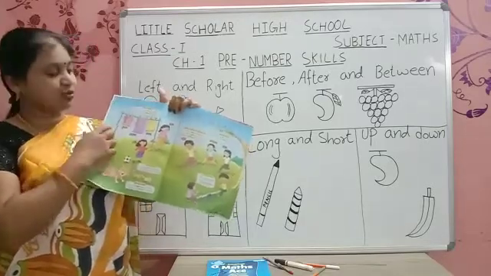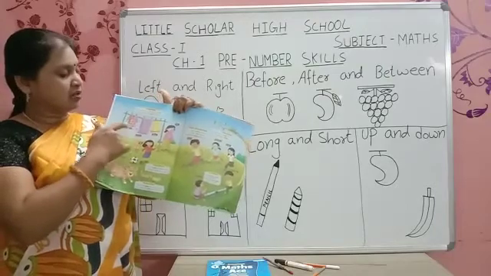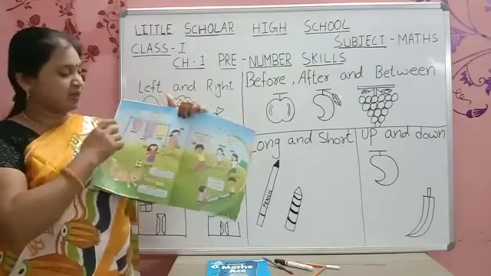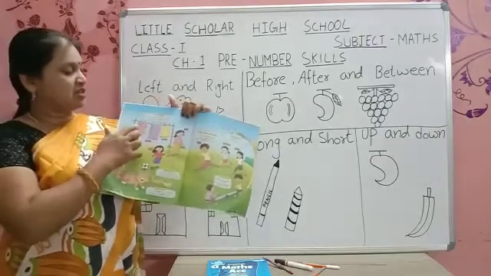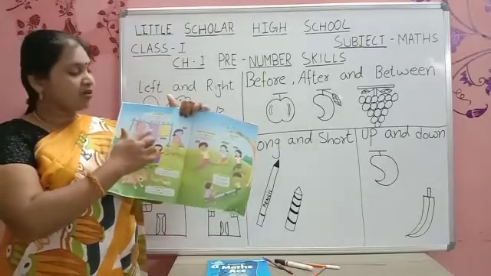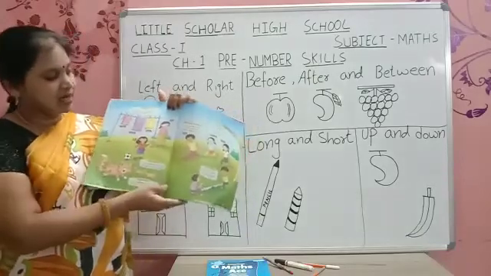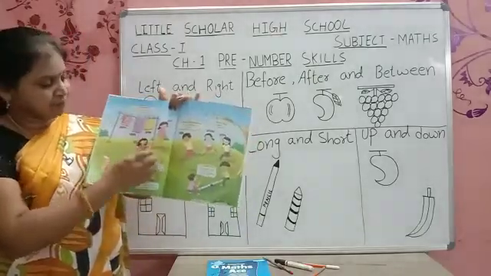Yes children, you can see a t-shirt, towel and skirt hanging in a row. So on the left side we have a t-shirt. On the right side of the towel we have a skirt. Move to the next one.